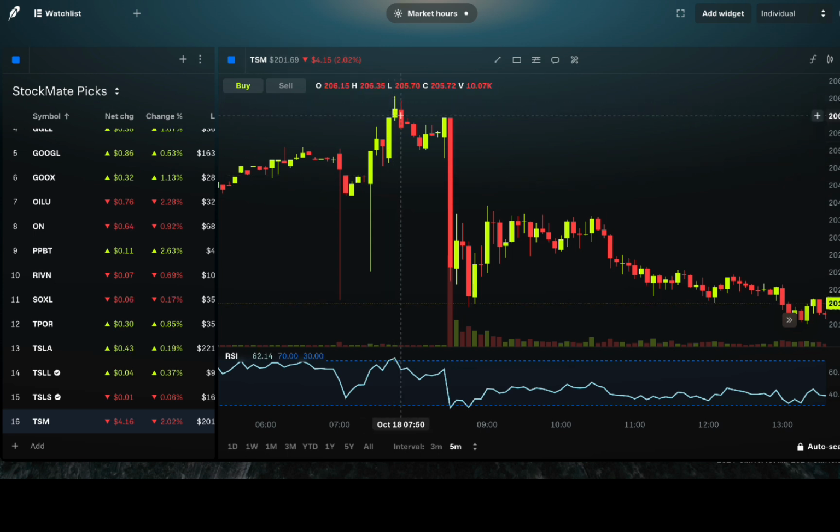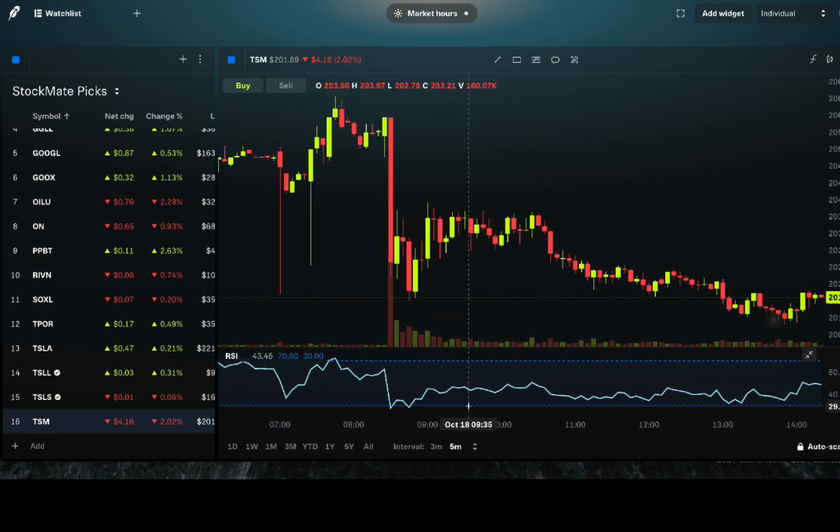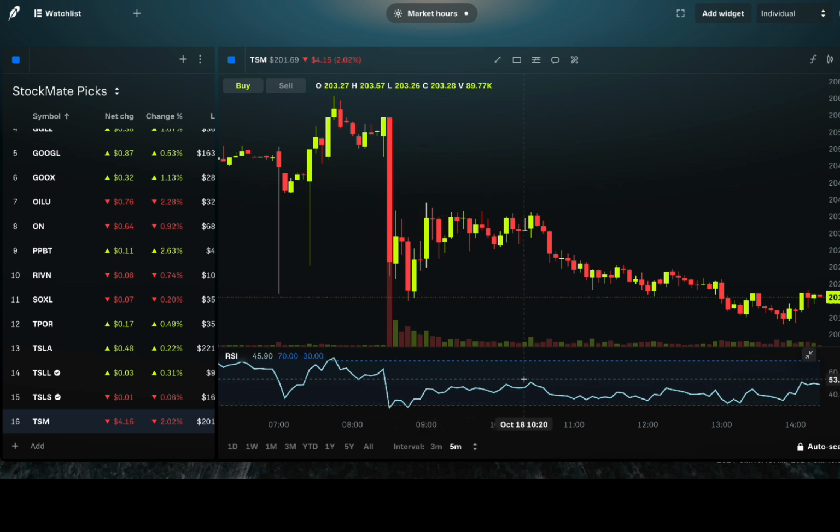It's a semiconductor company providing microchips for NVIDIA. Then you would have sold right here at the top, and then potentially, if you were looking to buy down here, that would have increased in value up to here.